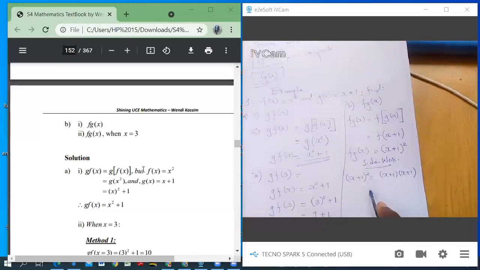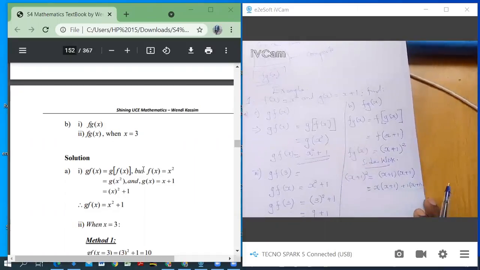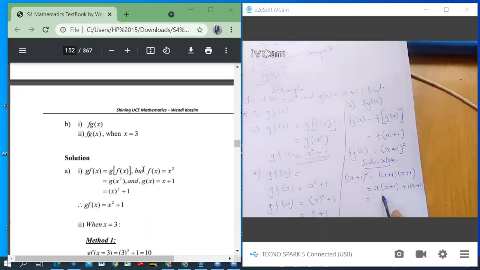Is that okay? Yes. So those who have forgotten how to expand, it will be the same as X times X plus 1, plus 1 times X plus 1. Are you seeing that? When you open the first bracket, X times X will give us X squared. Then X times 1 gives X. Then the second bracket, 1 times X gives X, and 1 times 1 gives plus 1.